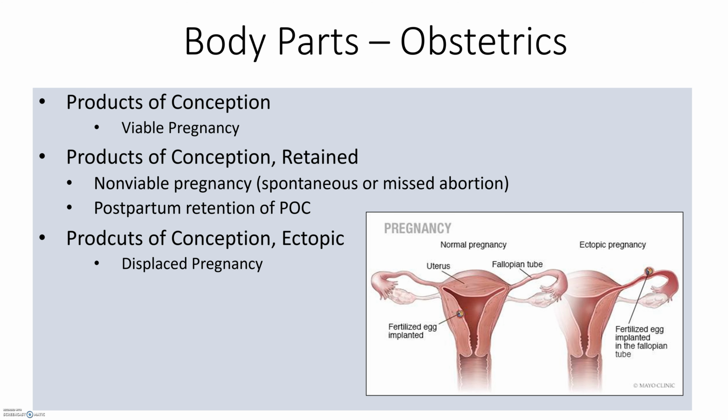There are 3 body parts used in the obstetric section. They are products of conception, which is a viable pregnancy, products of conception retained, which is a non-viable pregnancy, a spontaneous or missed abortion, or postpartum retention of products of conception. And finally, products of conception ectopic, which is a displaced pregnancy.